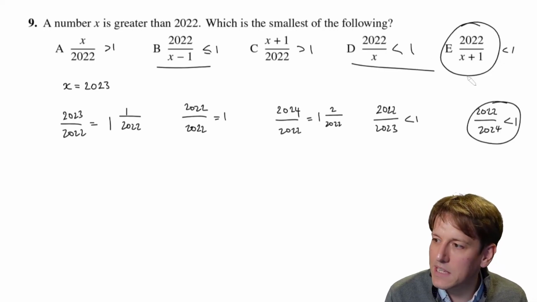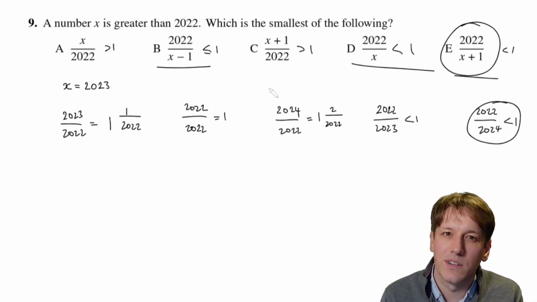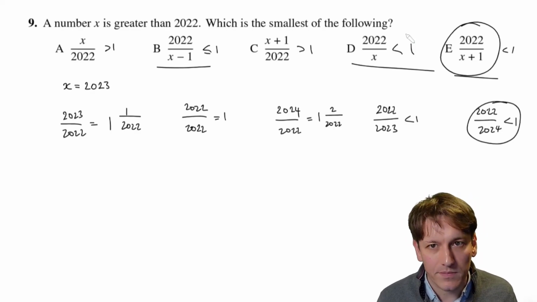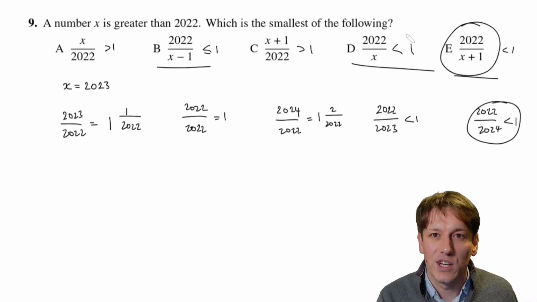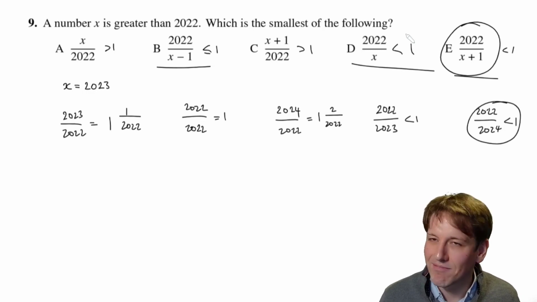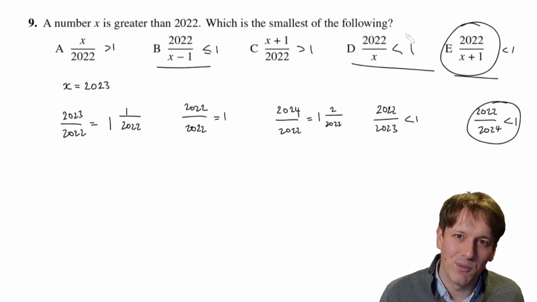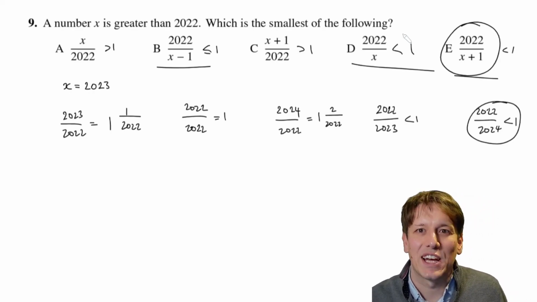And if I compare B, D, and E, I've got 2022 divided by either X minus 1, X, or X plus 1. To get the smallest possible result, I want to divide by the largest possible number, and so we can see that the answer is E, regardless of the value of X that we chose. But there's nothing wrong, for the purpose of a maths challenge, with doing exactly what we did at the start, being happy we know that must be the answer, moving on, and maybe thinking about the more general result when we get home after the challenge.